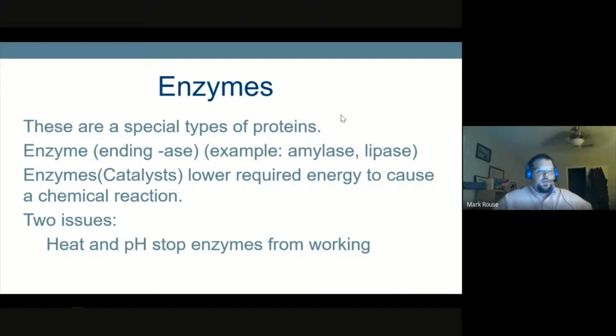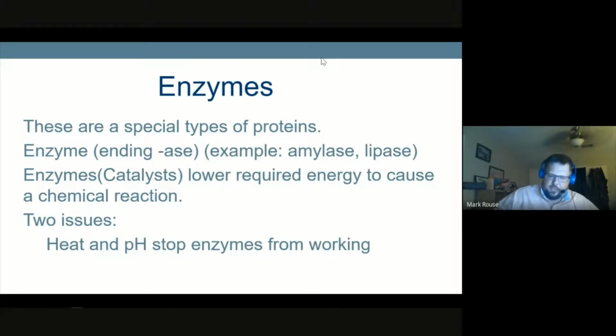Enzymes are also called catalysts. And a catalyst simply lowers the amount of energy you need to have a chemical reaction occur. So here's my example for you. If you go outside and run around the track at your school, that track is 800 meters. If you start and you run around it, then you're just like a regular old chemical reaction, okay? You started, you ended, done.